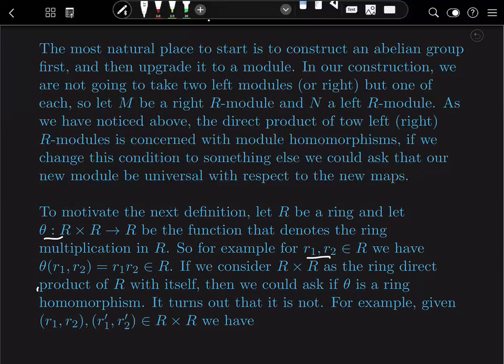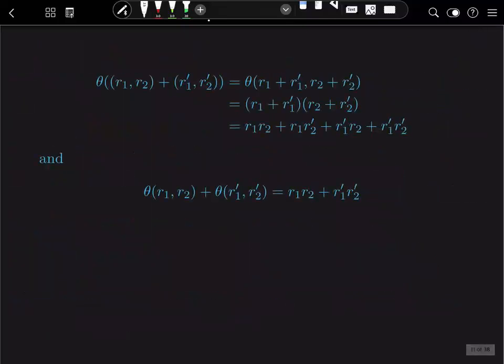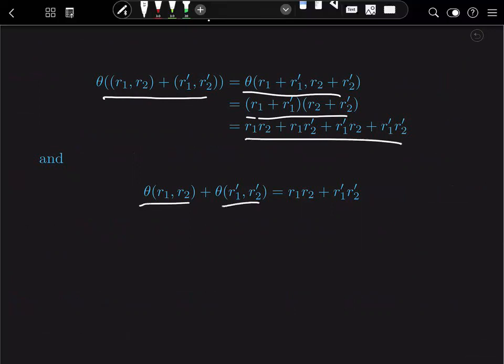And it's not. For example, if we have two pairs in R cross R, then we can do this evaluation. Theta of the sum is we just add component-wise. Now, this is the key step here. We just do distribution, and we end up with this term. But if we look at it this way, theta of r1 r2 plus theta of r1 prime r2 prime, we just get this. So we see that these are clearly not equal. So theta can't be an R module homomorphism.